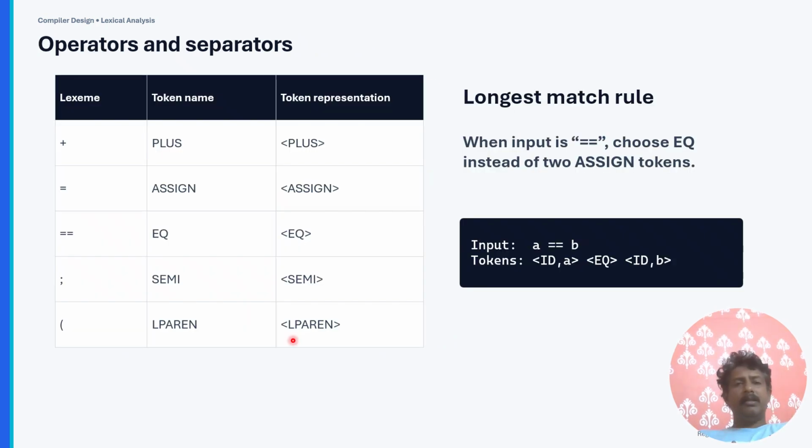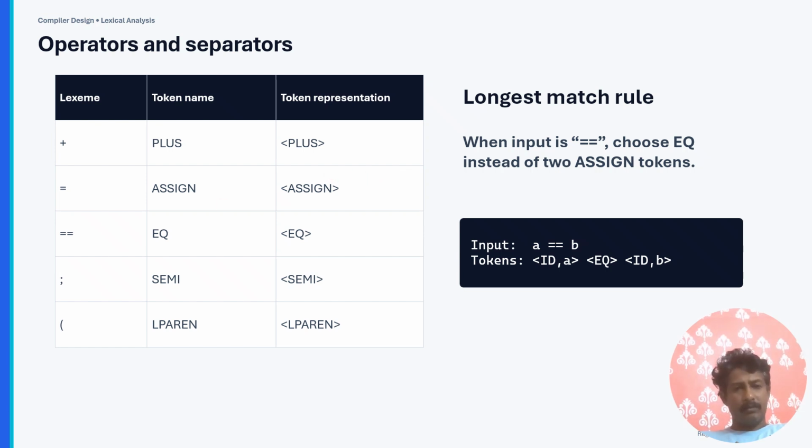Okay, let us see operators and separators. Some tokens are very small, like plus, equal, semicolon, and opening bracket. But even here we need to be careful. For example, one equal sign may mean assignment, but two equal signs mean comparison. When the input is double equal, the lexer should return one EQ token, not two assign tokens. This is called the longest match rule. So lexers try to take the longest possible valid token from the input.